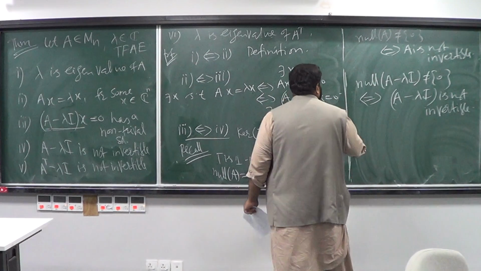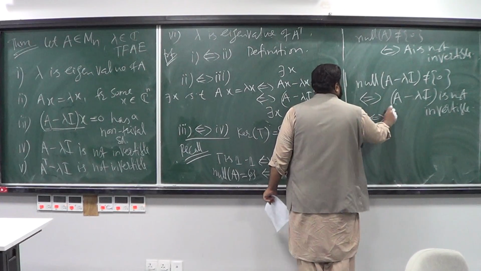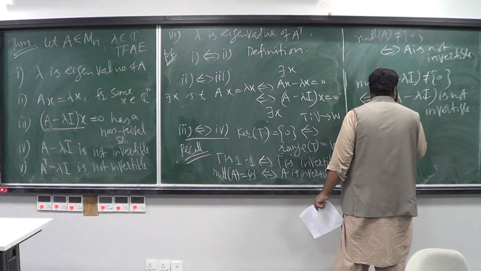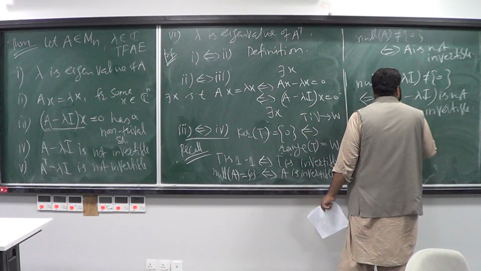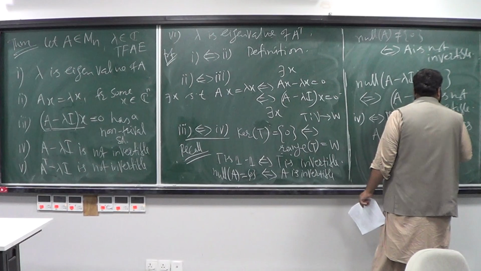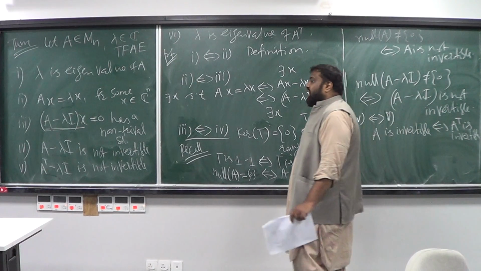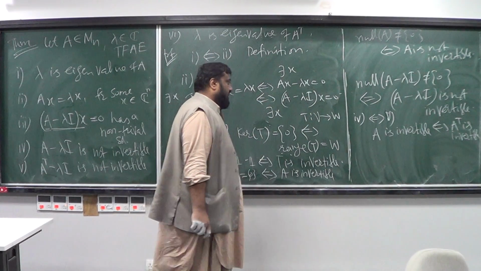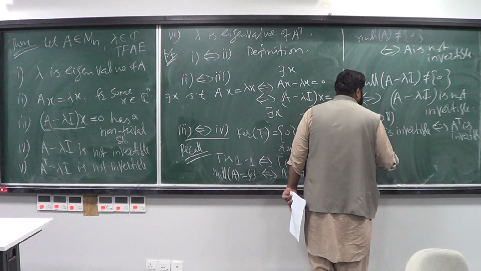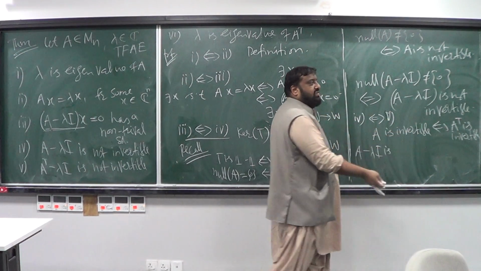Why does 4 and 5 follow? 4 if and only if 5 follows. This follows from the fact that a matrix A is invertible if and only if A transpose is invertible. Okay? A matrix A is invertible if and only if A transpose is invertible. Hence A is not invertible if and only if A transpose is not invertible actually.